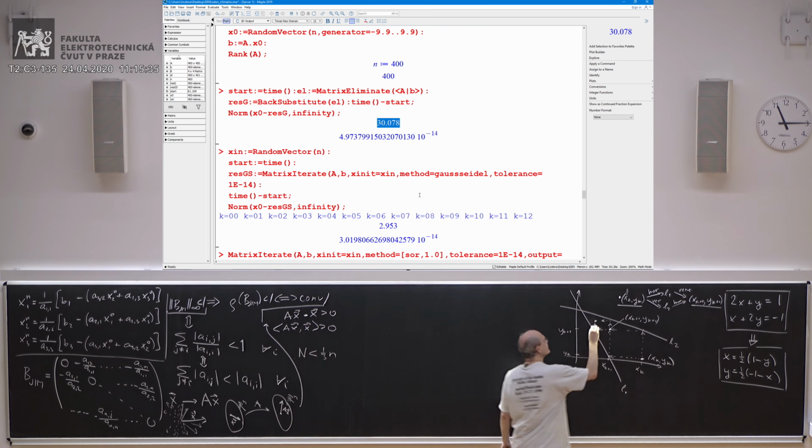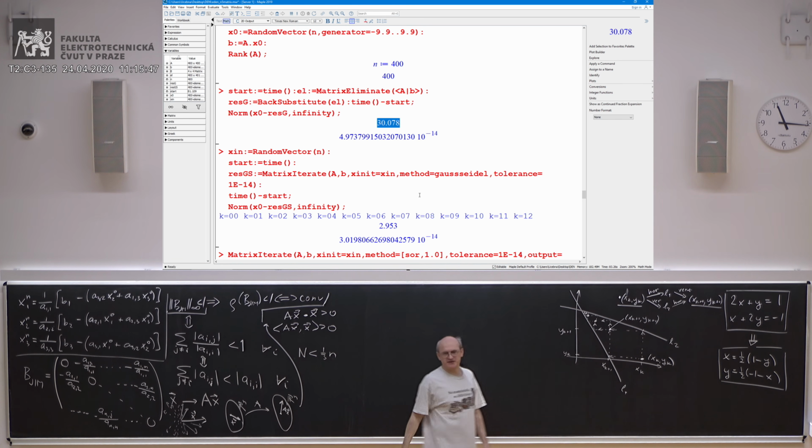Let's try it again. Horizontally to line 1, then vertically. Vertically to line 2, then horizontally. This is the new point. And you can see how this goes. I can see a very nice convergence in this picture.